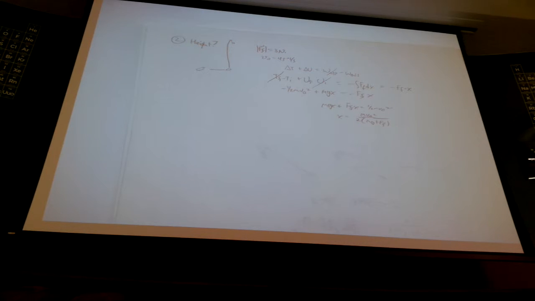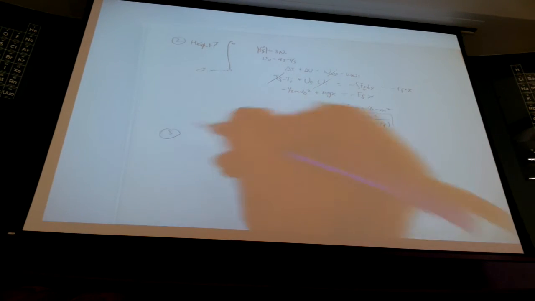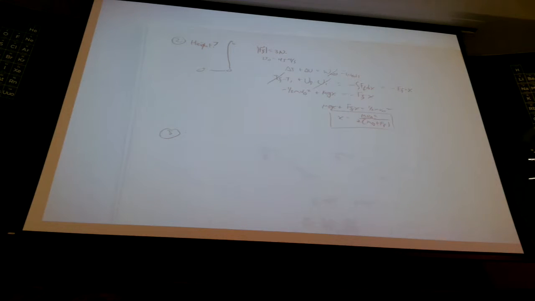Alright, so that's the height that you rise to. With the same problem, number 3 says, how much work is done on the ball by the air resistance? So that's asking for this. It says find the magnitude of the work, so if you get a negative number, just make it positive for that.